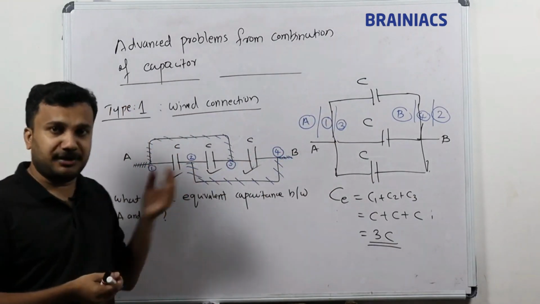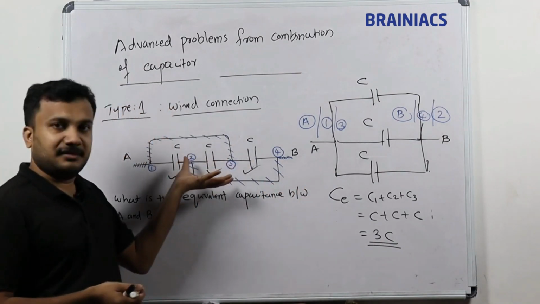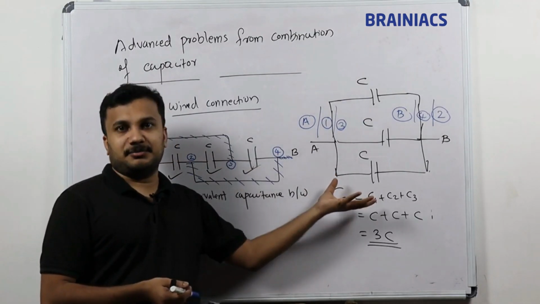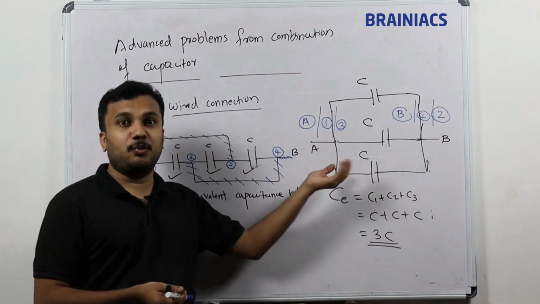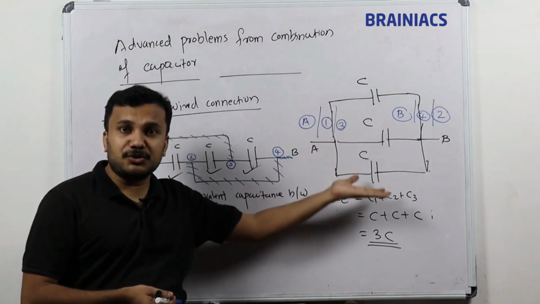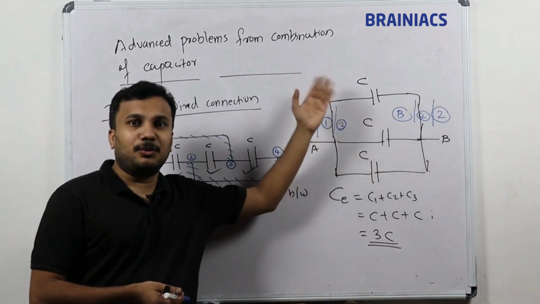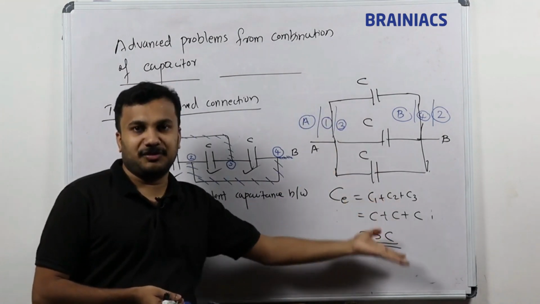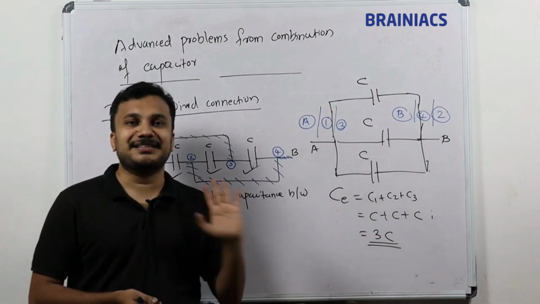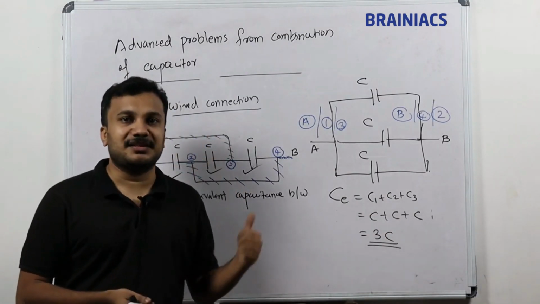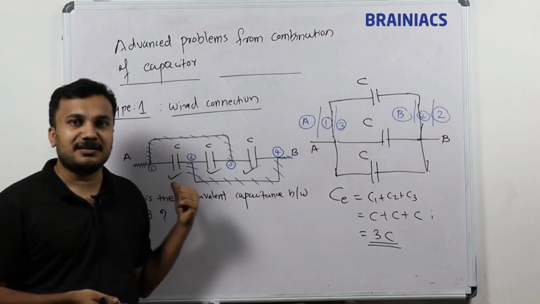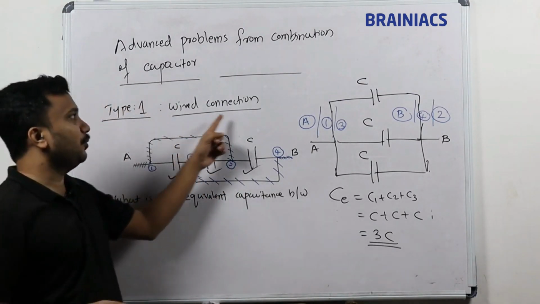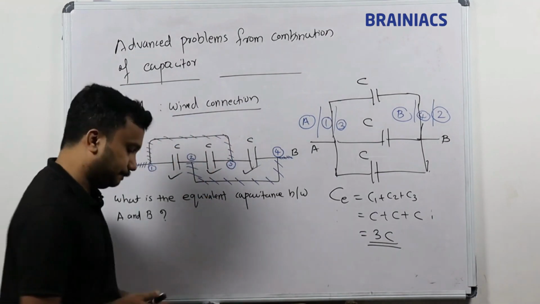You are converting this complicated diagram into a very simple diagram, which will help you to answer it very quickly. Because if you look into this one, you understand, oh, it's simple. 3 capacitors which are connected in parallel. So C equivalent equals C1 plus C2 plus C3. You will quickly answer with 3C. So this is a shortcut method to answer it, giving the number to the junction. So this is a type 1 wired connection.